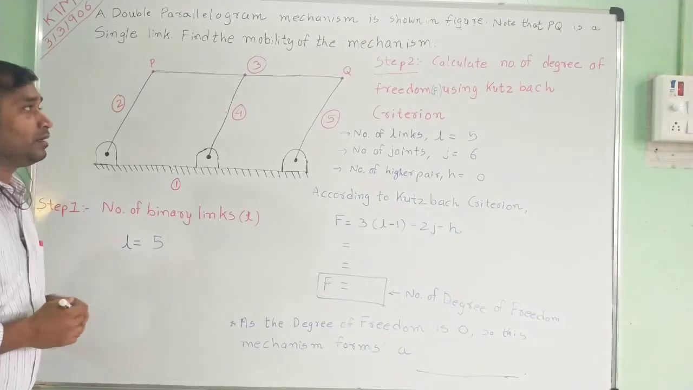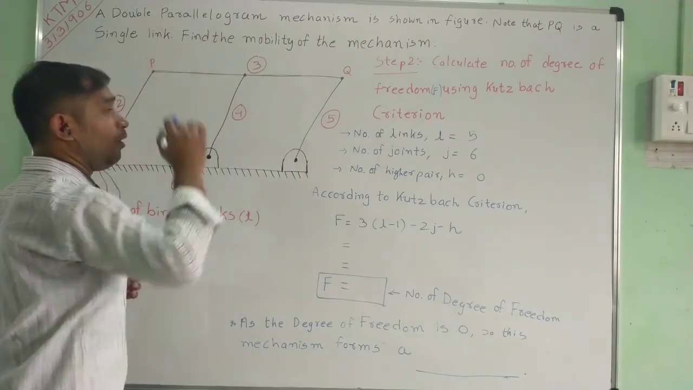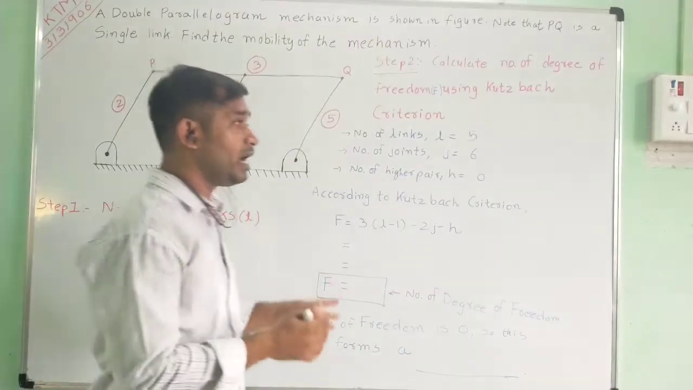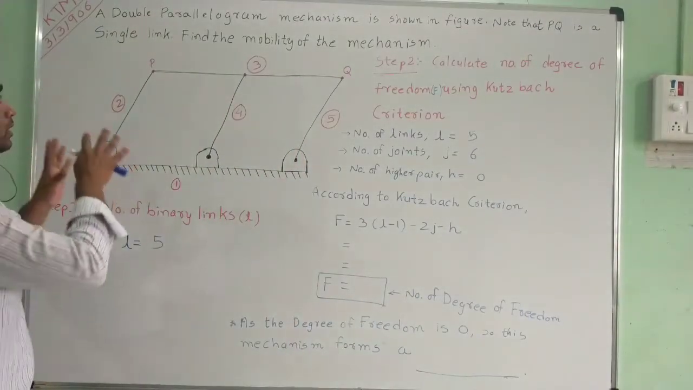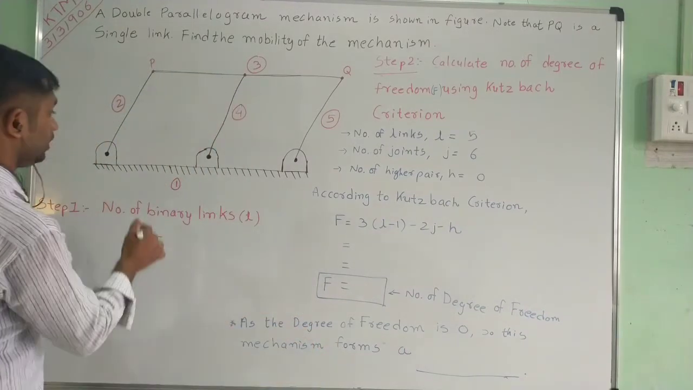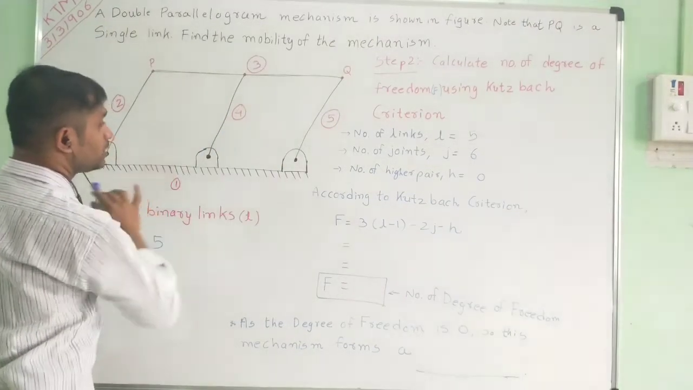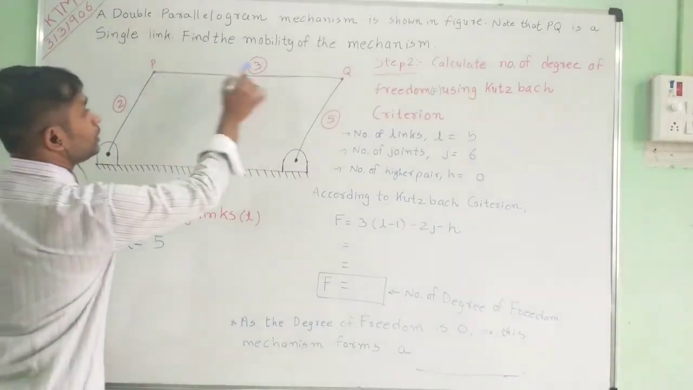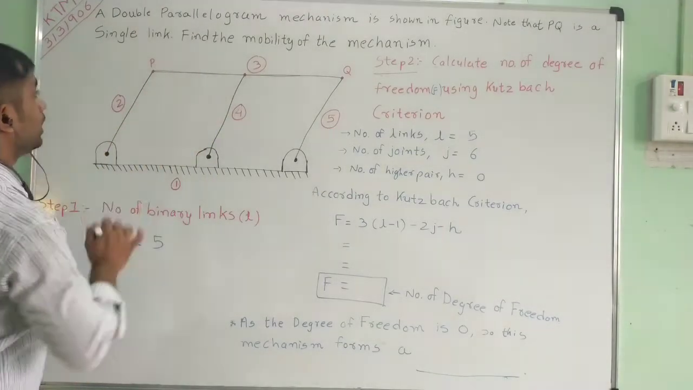Normally students consider PQ to be a double link, but here it is already given in the data that PQ is a single link and this is a double parallelogram mechanism. So first of all, as shown in the figure, this is the double parallelogram mechanism, and the PQ link is a single link, not a double link.